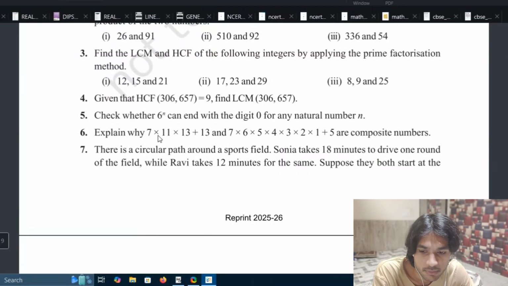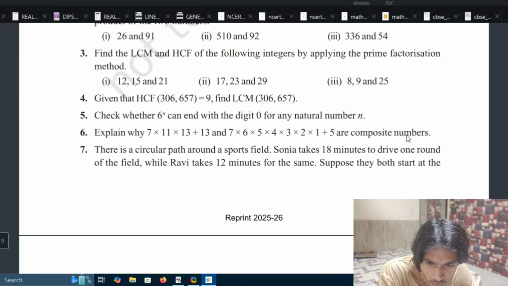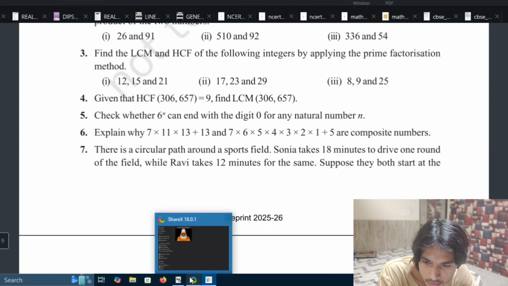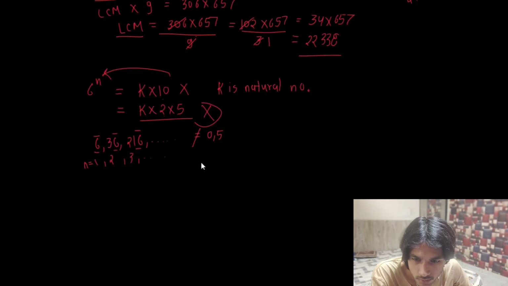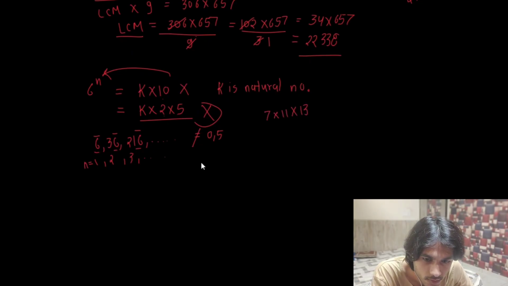Explain why 7 multiplied by 11 multiplied by 13 plus 13, and okay, these are composite numbers. So I have to explain why these are composite numbers. If these are composite numbers, we have to simply find more than two distinct factors, right? So let me take 7 × 11 × 13 + 13.